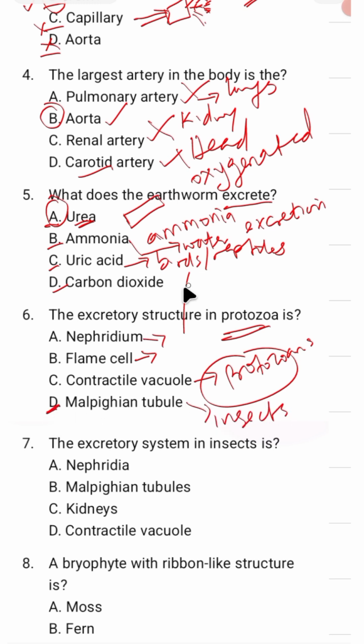So the answer is already obvious. The answer is option C, which is contractile vacuole. Number 7 says the excretory system in insects.